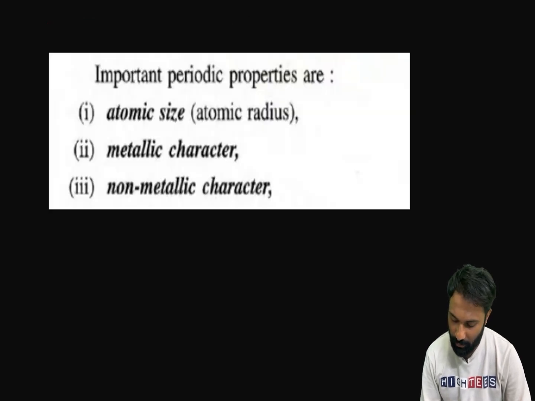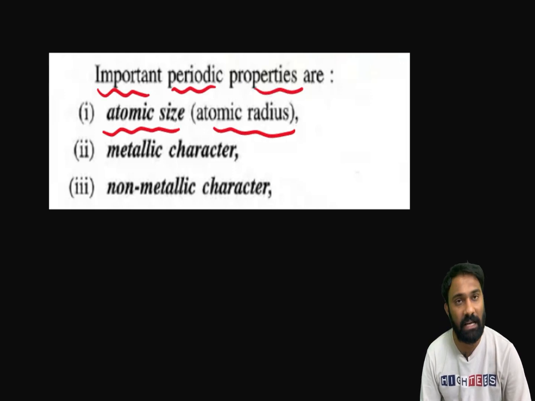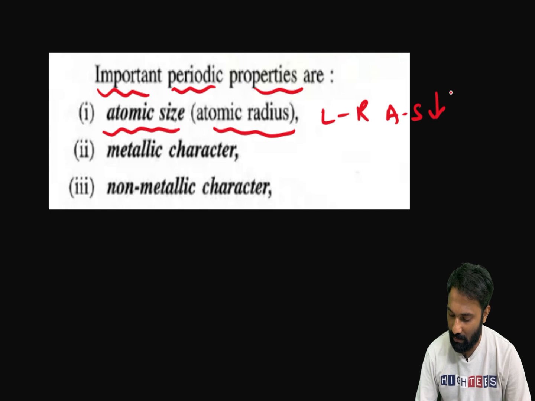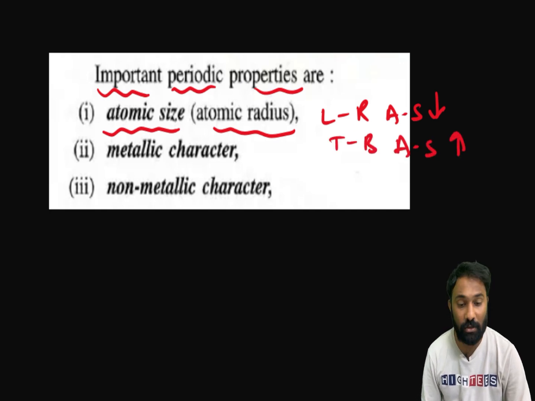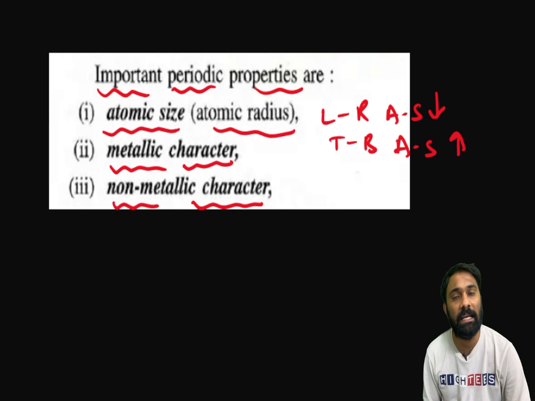next, here we are going to see an important periodic property, that is atomic size. Already I explained it to you very clearly. What is the meaning of atomic size? Left to right, atomic size decreases, and top to bottom, atomic size increases. So next we are going to see metallic character and non-metallic character. What is the meaning of metallic character and non-metallic character? Now I'll explain here. Listen carefully.